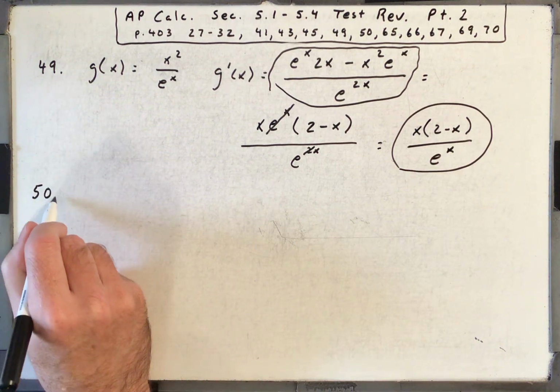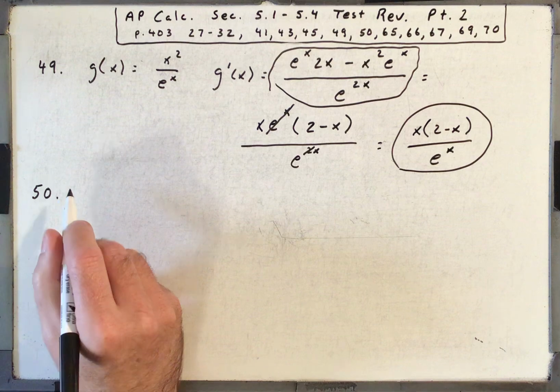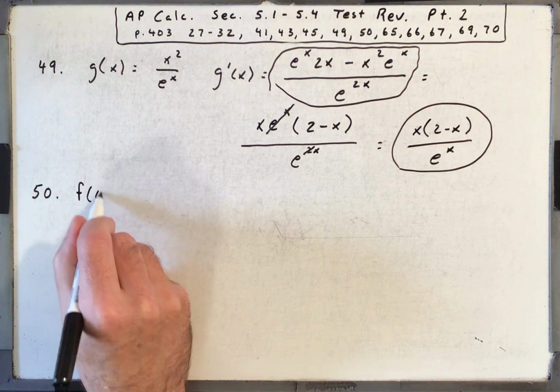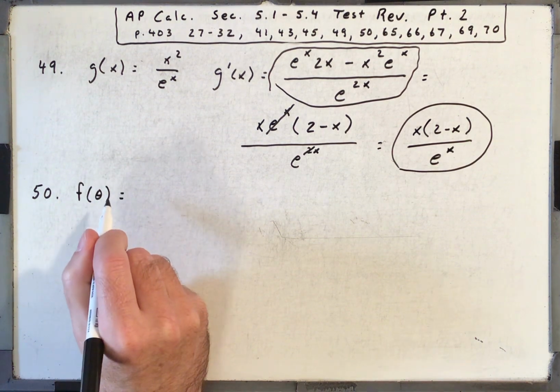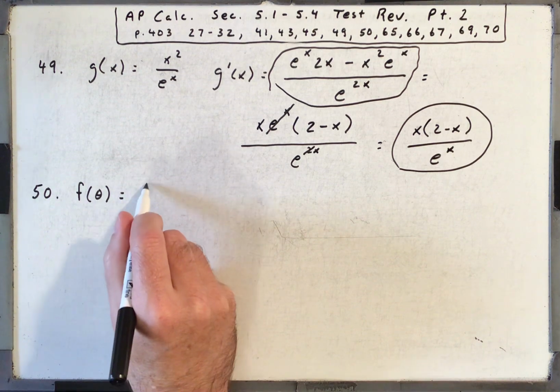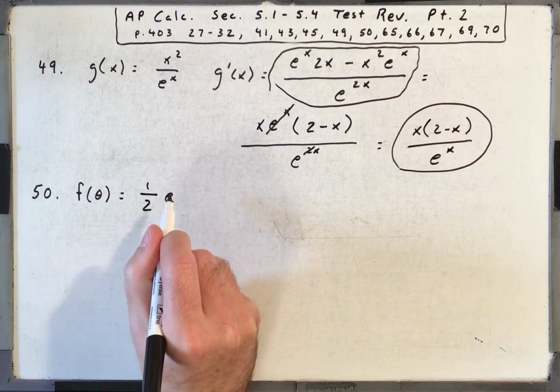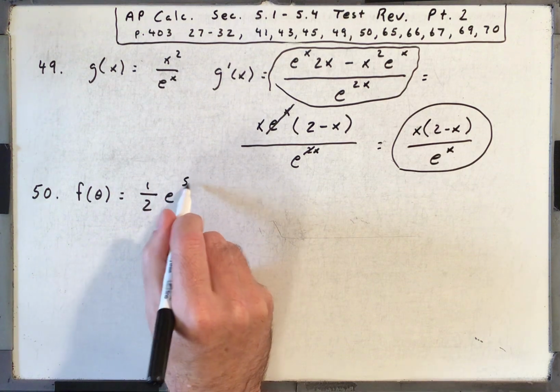All right, number 50, we have f of theta is equal to 1/2 e to the sine 2 theta.